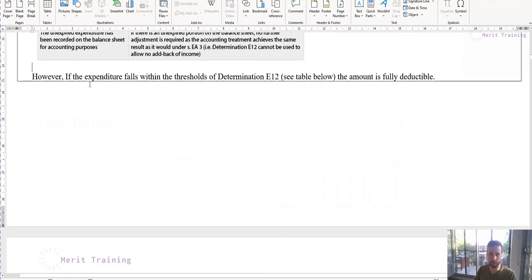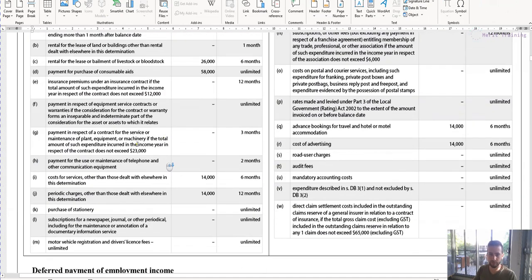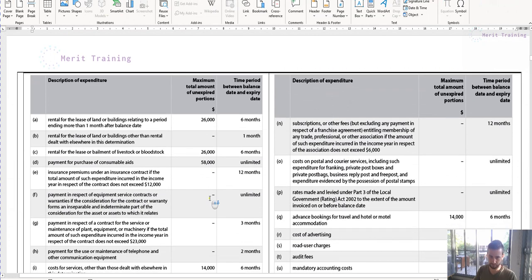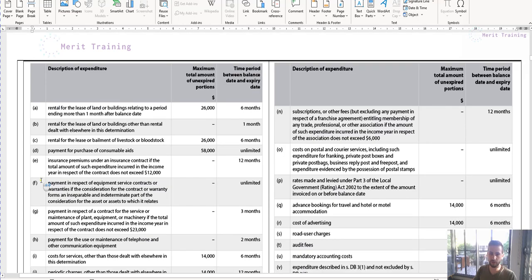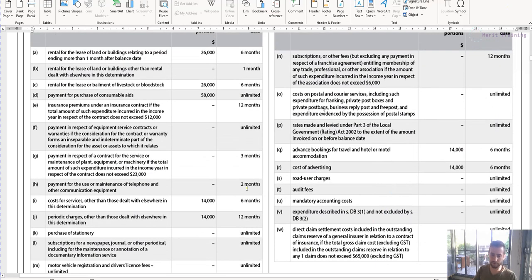However, we've also got this table down here, which is per determination E12, which lets you know whether the amount is fully deductible even if it's a prepayment. So basically anything in this table, it's got the rules for different items. I'm not going to go through all of them, but it basically tells you the situation where a prepayment could arise and the maximum total amount of the unexpired portion and the time period between balance date and expiry date for each of them. So I'm not going to go through that, but useful information to have in your notes in case you come across it in the exam. But we also cover a lot of this in the notes as well.